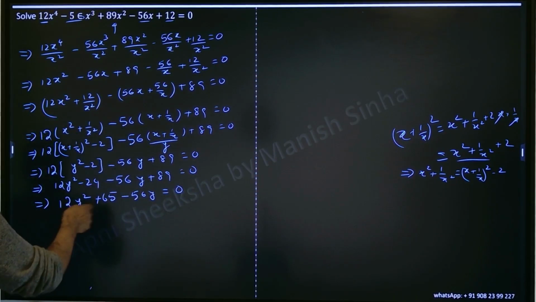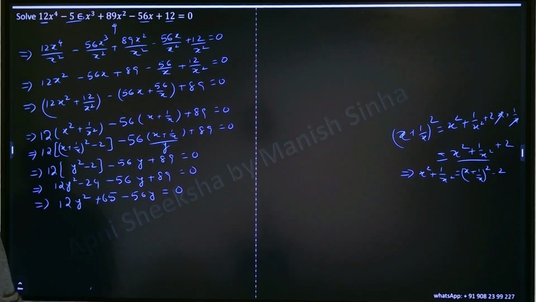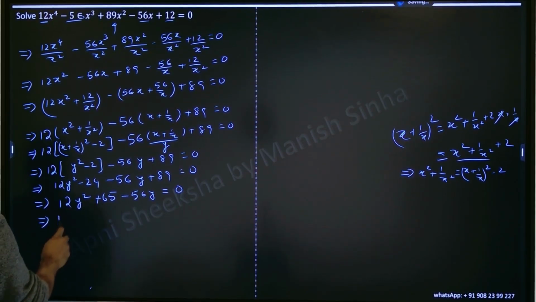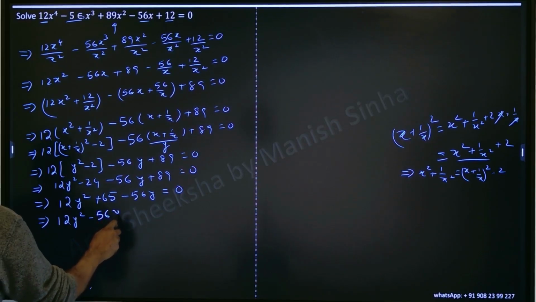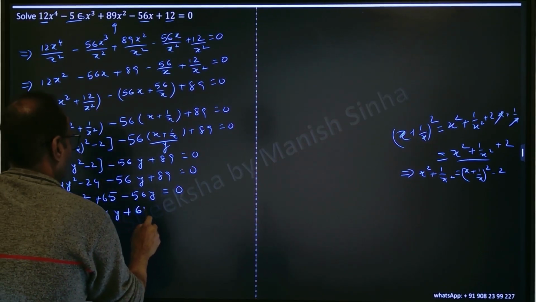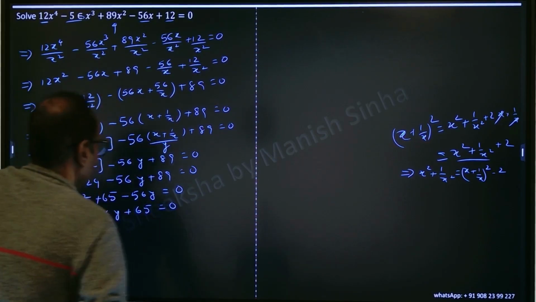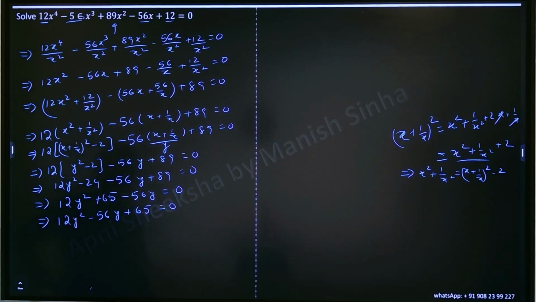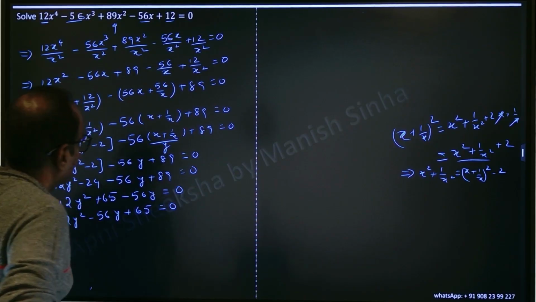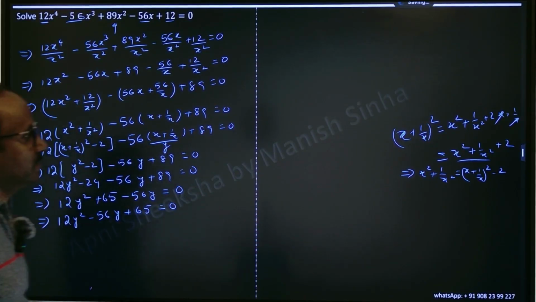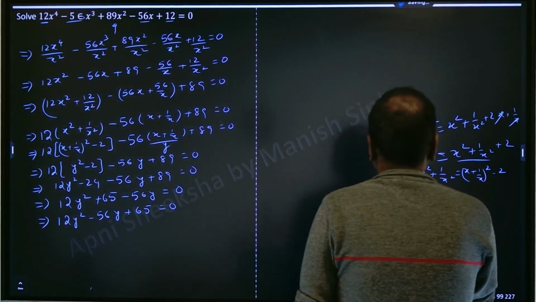Okay, 39 minus 24 is 65. Twelve three, no, it will not divide. Okay, that's fine. So now we will get the value of the discriminant. So first calculate the discriminant of that.